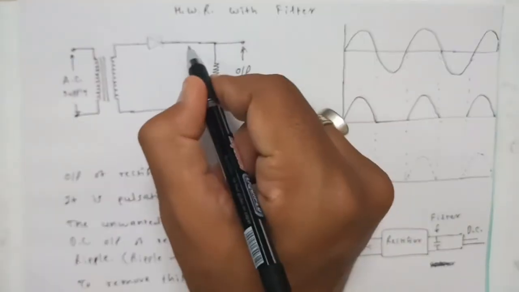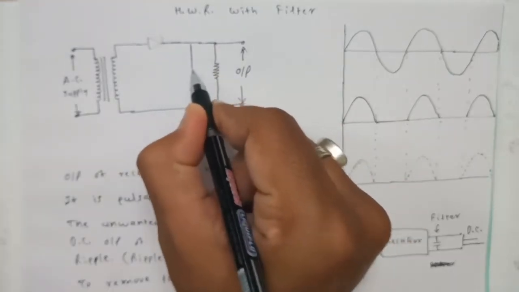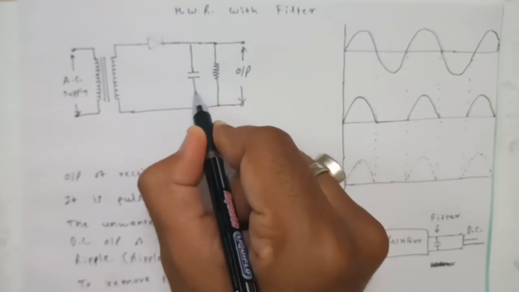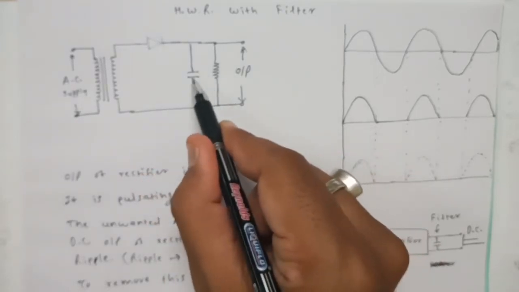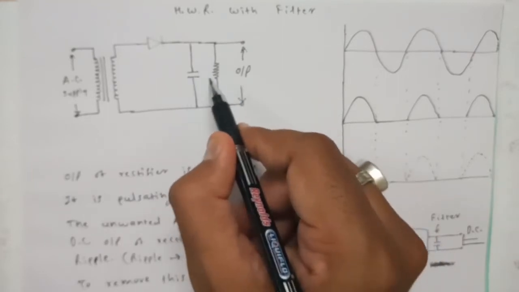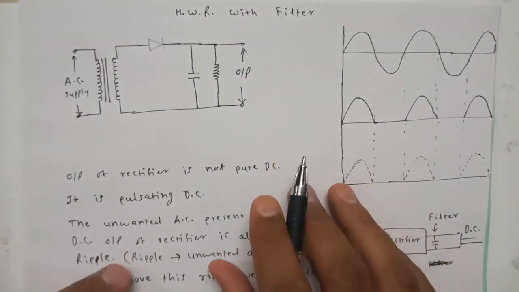In this way, if I draw a capacitor in parallel with the load, this capacitor is nothing but the filter, right? This capacitor can be connected on this side or on this side also, so no problem at all. If this is the circuit, it is called the half wave rectifier with filter.